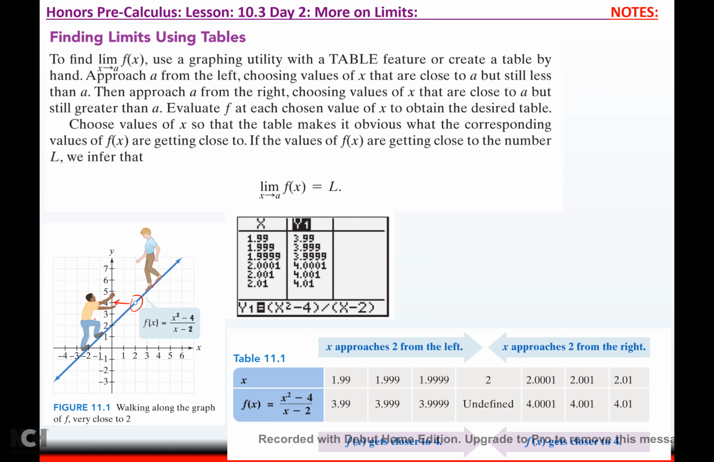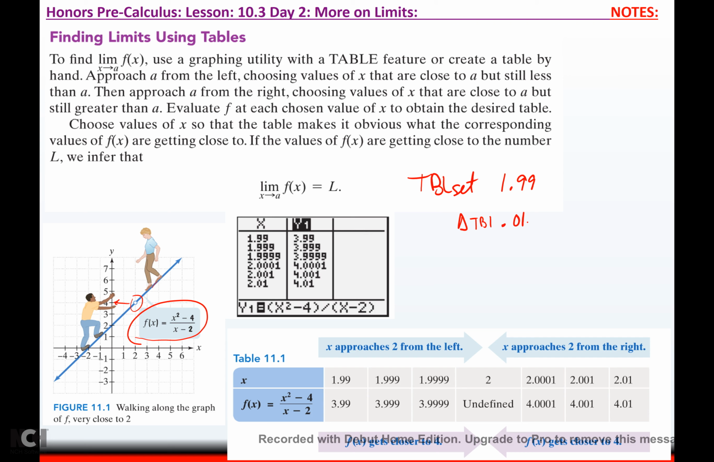What they mean by choosing values is this: when you plug in this function, I went to y equals and typed in this function. Then I went to table set, which is, I do believe, second window. I want to get close to 2, so I think I probably said start at 1.99, and then my delta table, in other words what to count by, I think was 0.01s.